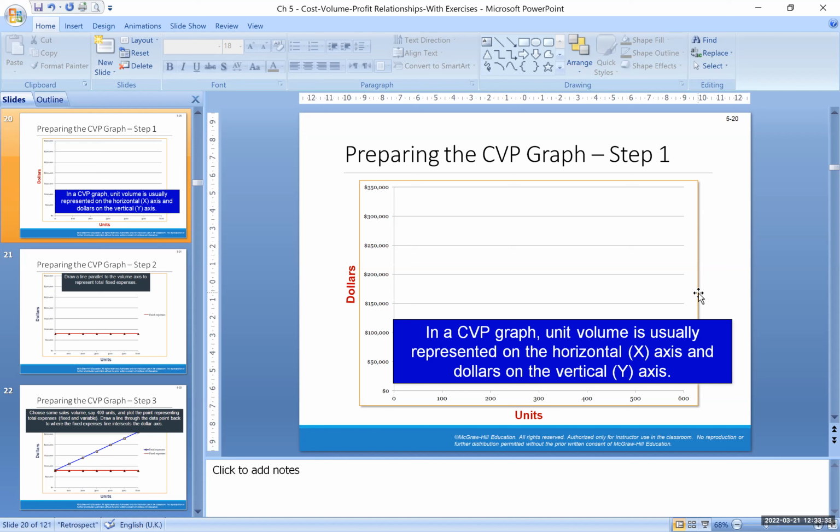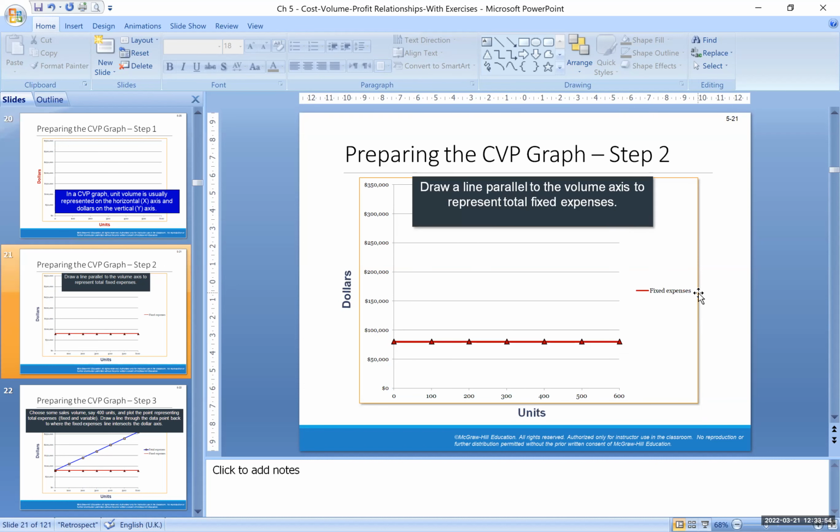So we need to divide the x-axis into units of 100 or similar, and the y-axis in dollars, for, let's say, a 50,000 dollar range. The second step is to draw a line parallel to the volume axis to represent the total fixed expenses.